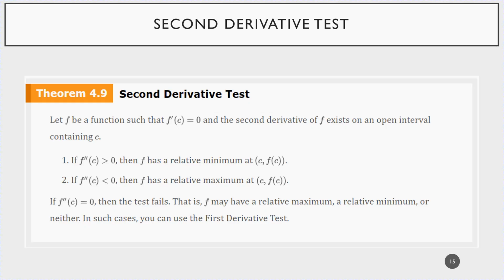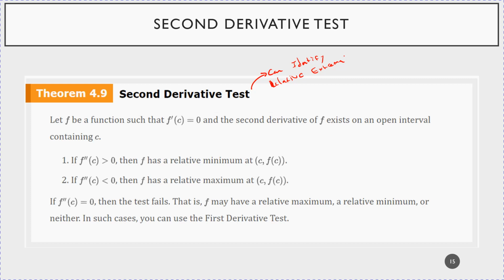Hi class, in this video here we want to talk about the second derivative test. What the second derivative test is, it's an alternative method for identifying relative extrema. We already have a method for that, right, using the first derivative test, but this is just another way to do it, and I'm going to walk you through the test here.